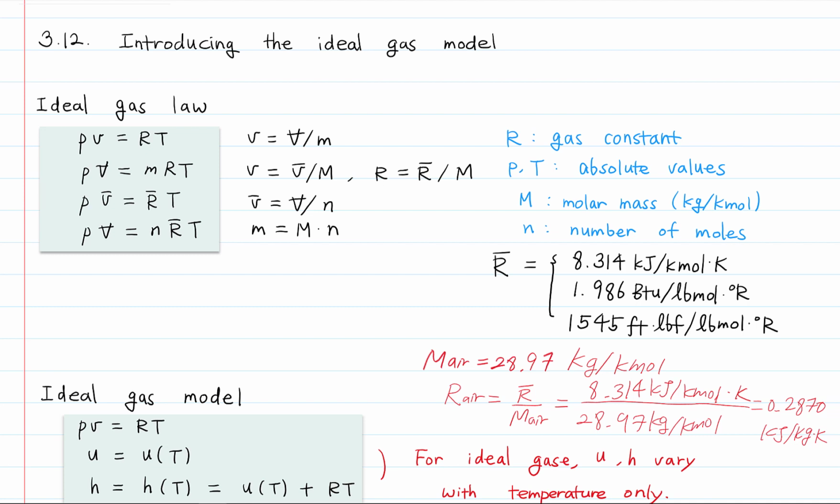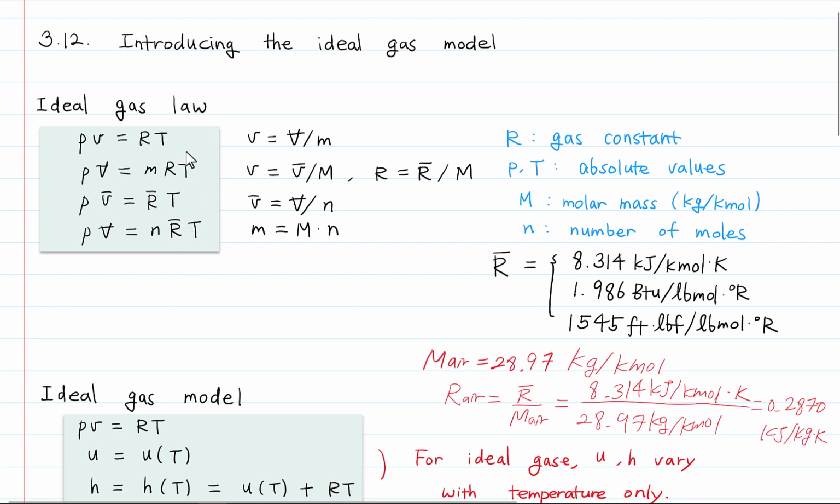The gas constant can be found in table 3.1 and the molecular weight of various substances can be found in table A1. T is the absolute temperature in Kelvin or degree Rankine. Degree Celsius or degree Fahrenheit need to be converted to absolute scale for use in the ideal gas equation. Alternatively, the ideal gas law is expressed in different ways. Pressure times volume equals mRT, mass times gas constant times temperature. P V bar equals R bar T, where V bar is volume of the gas divided by the number of moles, and R bar is the universal gas constant. PV equals N R bar T.